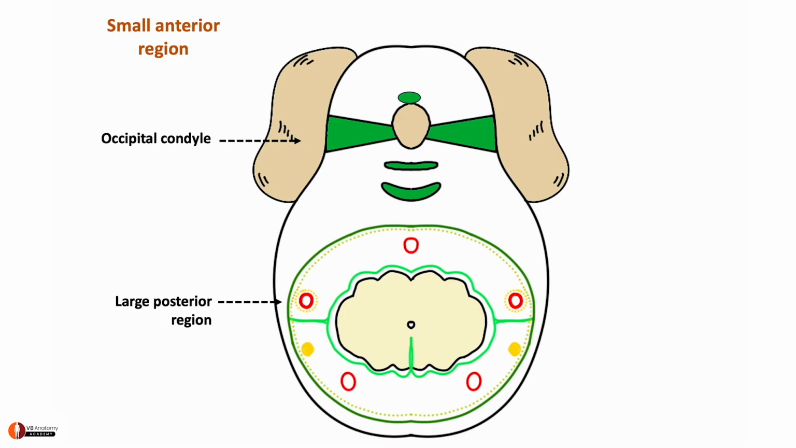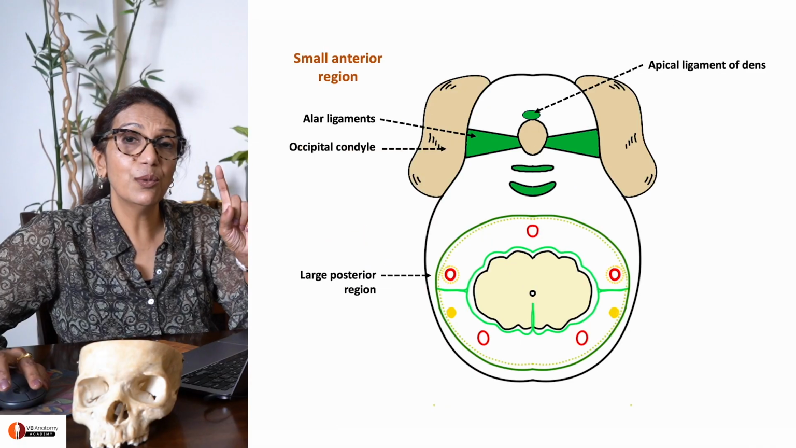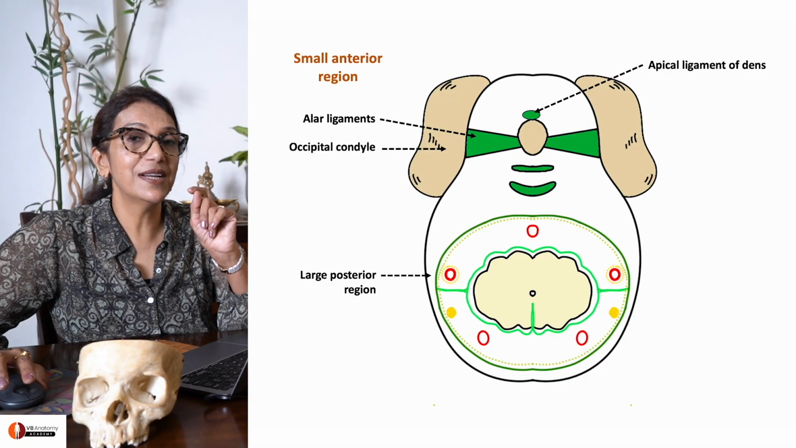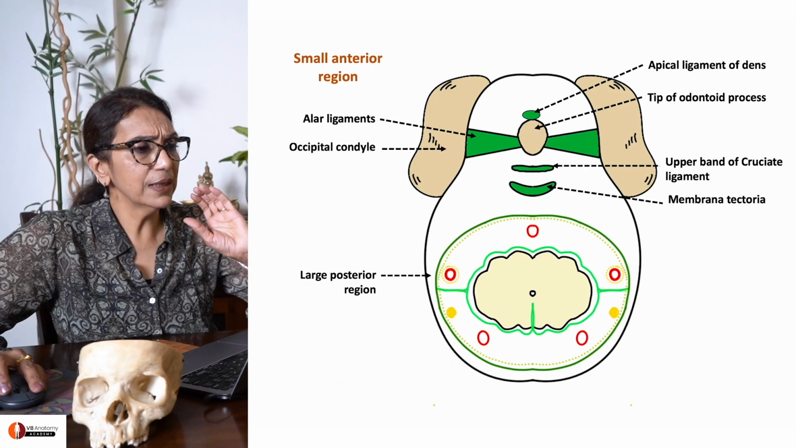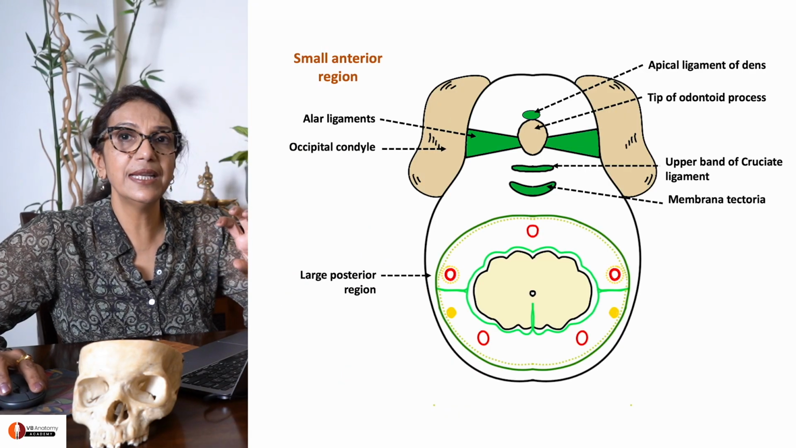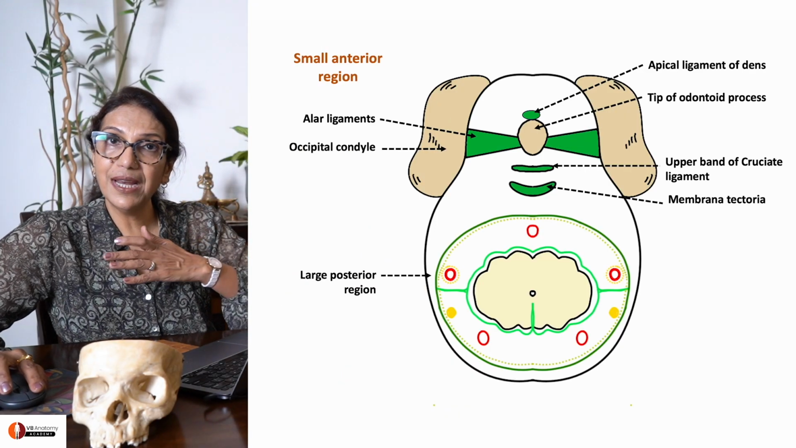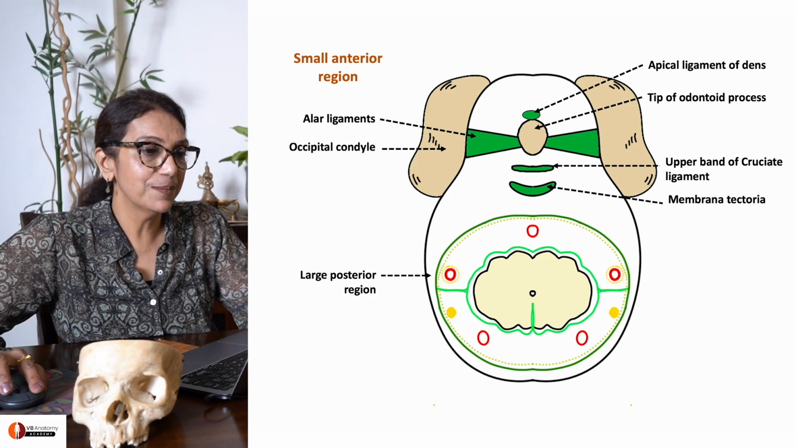In the anterior region, you find the alar ligaments attached on either side to the edges of foramen magnum. The apical ligament of dens, question, what is apical ligament of dens? A remnant of the notochord. Sometimes you may find the tip of odontoid process also. Upper band of cruciate ligament, membrana tectoria. These are all structures found in the anterior region. What do you find in the posterior wider region?